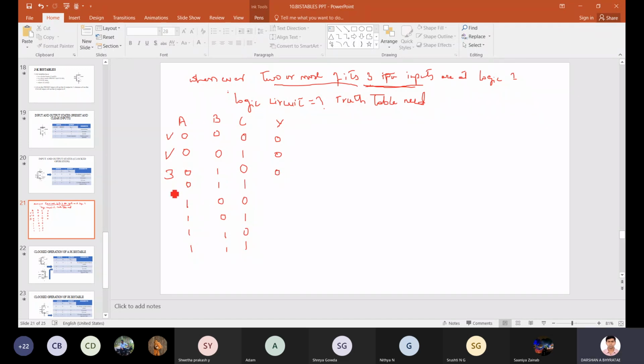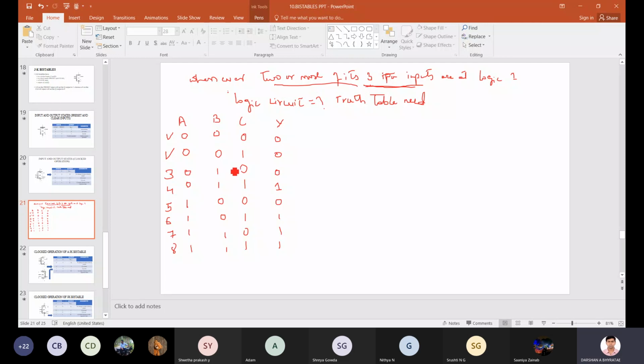But in the fourth row, B and C are 1 and A is 0. Now the condition is satisfied, so Y becomes 1, because 2 or more inputs, B and C, are 1. In the fifth row the output is again 0. The remaining outputs are 0, 1, 1, 1: the sixth is 1, and the seventh and eighth are 1, 1.